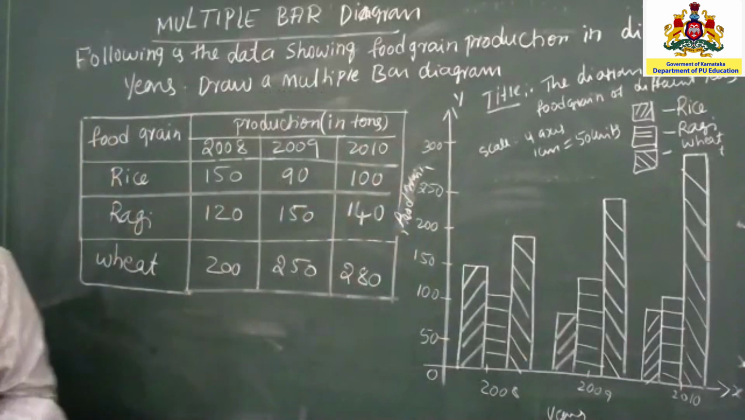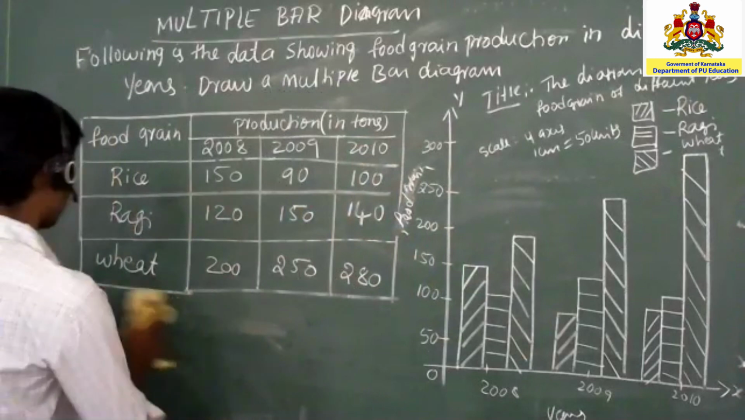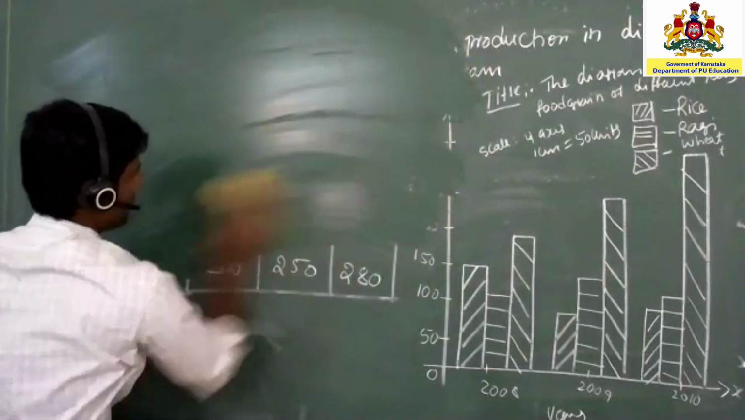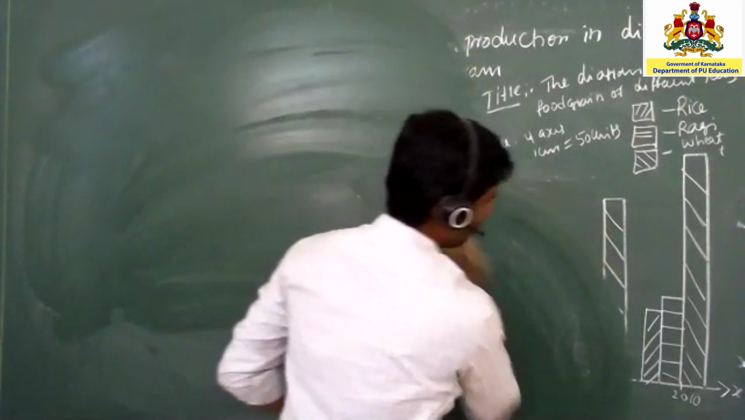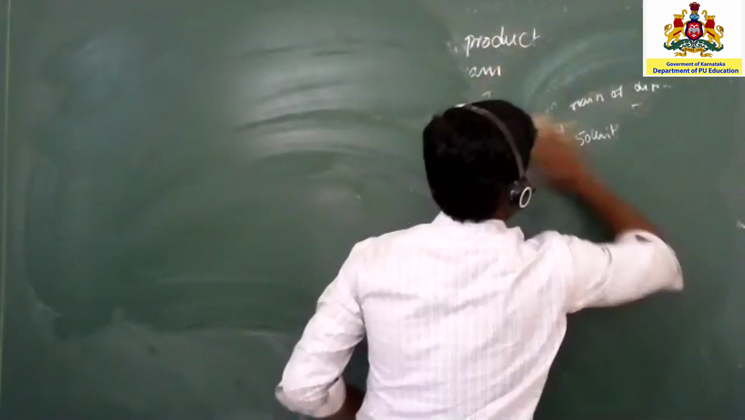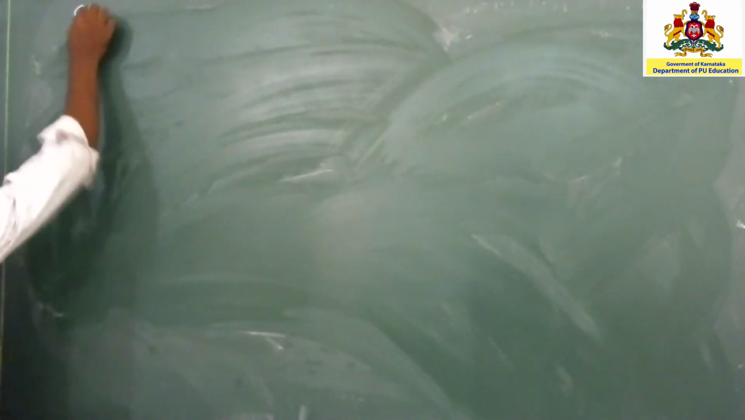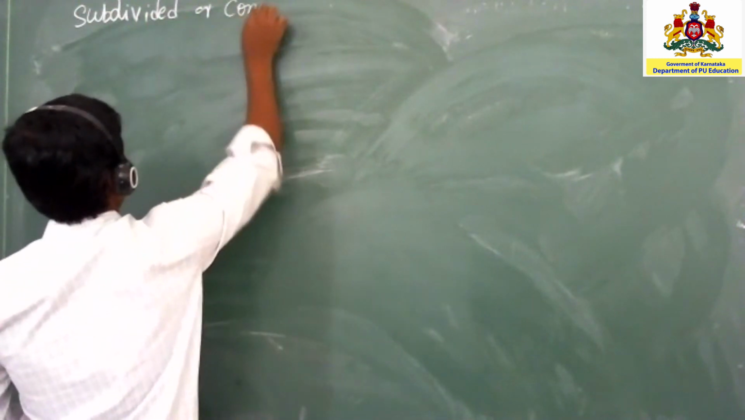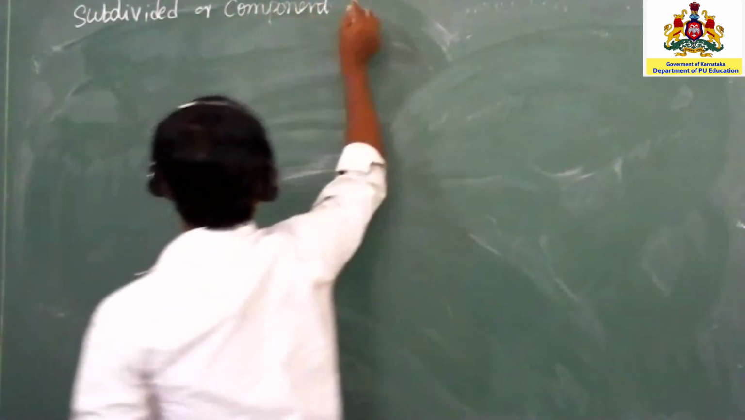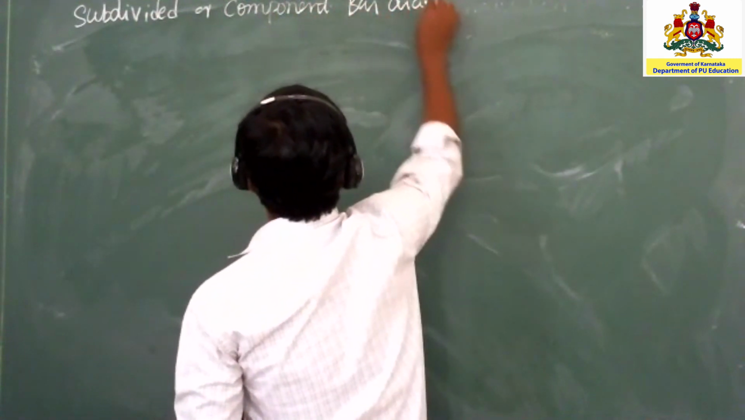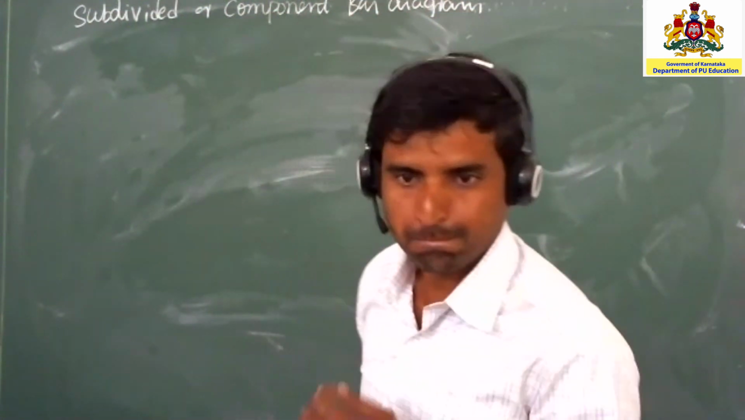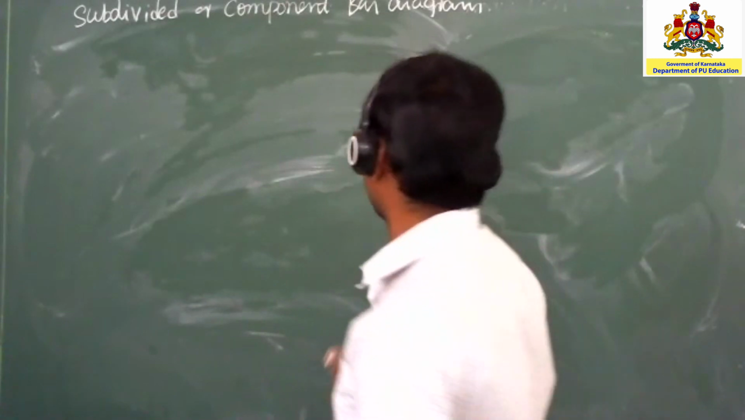Right. So the next one-dimensional diagram is the subdivided or component bar diagram.